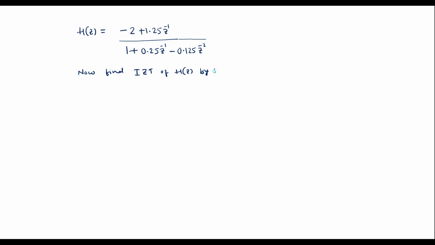So here h of z is minus 2 plus 1.25 z inverse divided by 1 plus 0.25 z inverse minus 0.125 z power minus 2. So now find the inverse z transform of h of z by using the partial fraction method.